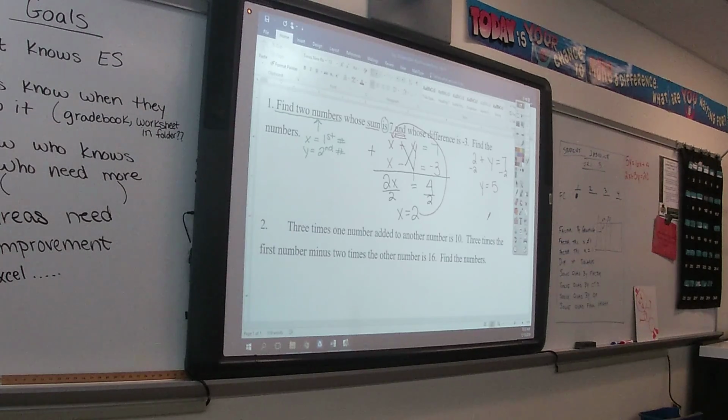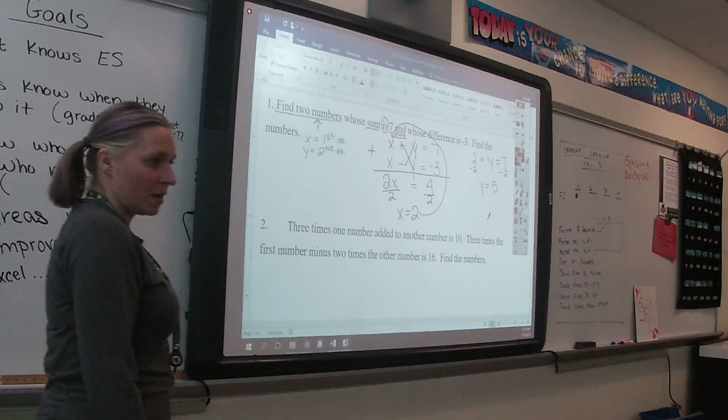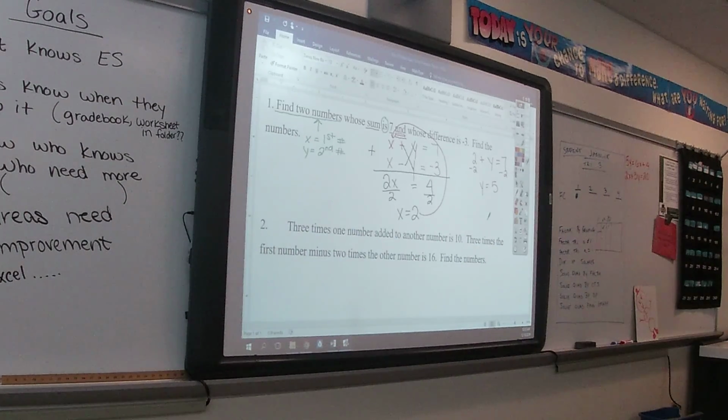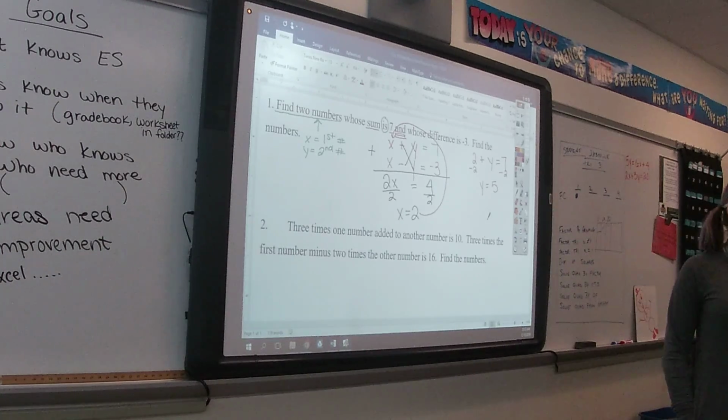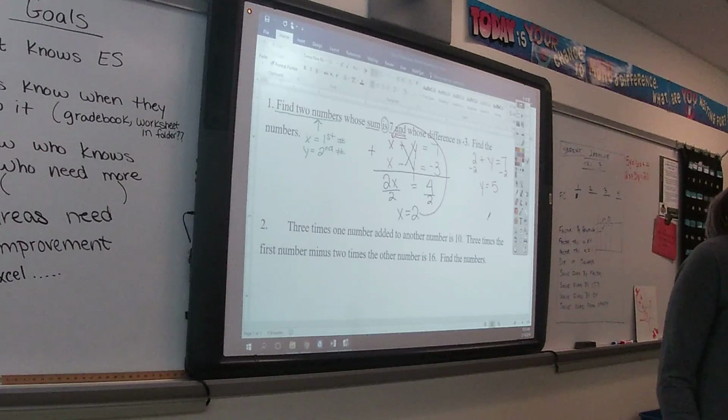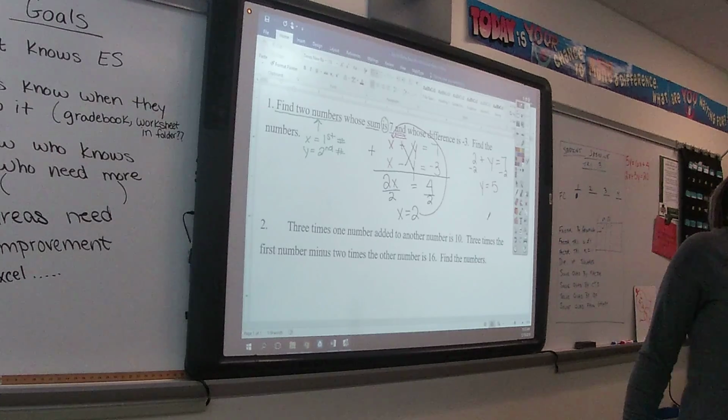Now, let's talk about that for a minute. If we're just writing down the answer, our answer is 2, 5. But is there something wrong with that? Let's think about what this problem is asking us to find. Is it asking us to find an answer to a system of equations? No, it's asking us to find two numbers. And if I said, okay, class, what are the two numbers? What's your response? 5 and 2, 2 and 5.